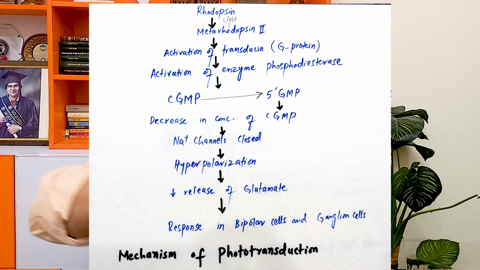But when light falls on the outer segment of rods, the sodium channels close by decreasing the cyclic GMP, and that will increase negativity inside the cell, because the positivity of sodium will not be entering into the cell, and this will create hyperpolarization of minus 70 to minus 80 millivolts. Keep in mind, vision is the only sensation in which stimulation is by hyperpolarization, and this hyperpolarization will decrease the release of neurotransmitter glutamate that will affect the response of bipolar cells and ganglion cells.